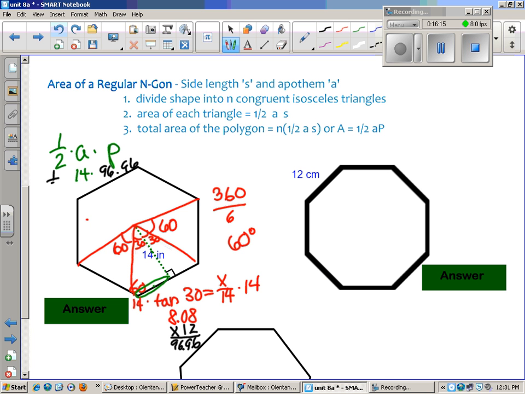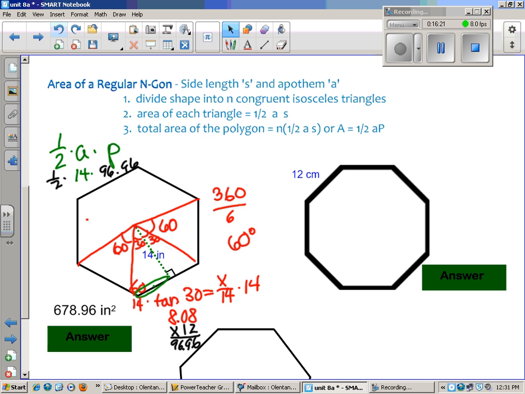So if I multiply 1/2 times 14 times 96.96, I should get 678.96. Why would I multiply? It's because remember the formula is 1/2 times apothem times perimeter. So I did all that work to find the perimeter. So once I found it, then I could plug it into the 1/2 times apothem times perimeter. Exactly, exactly.